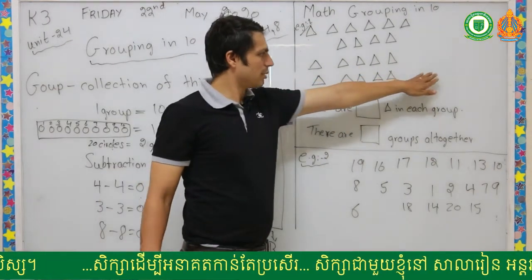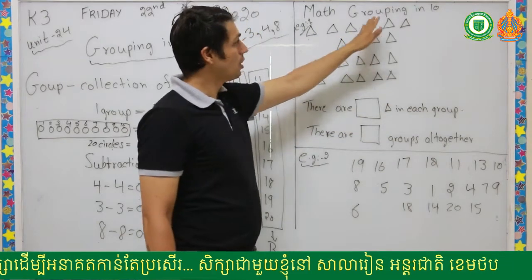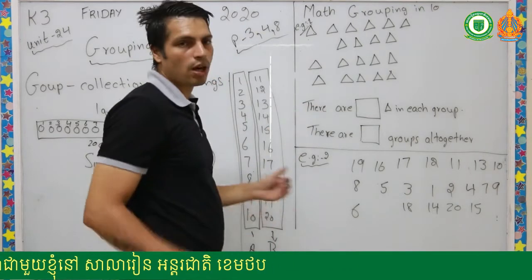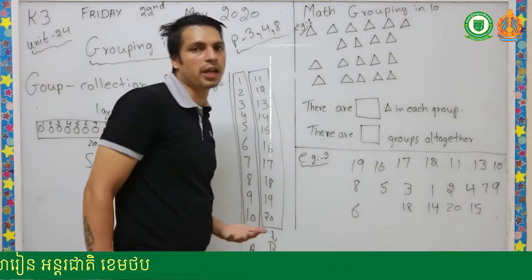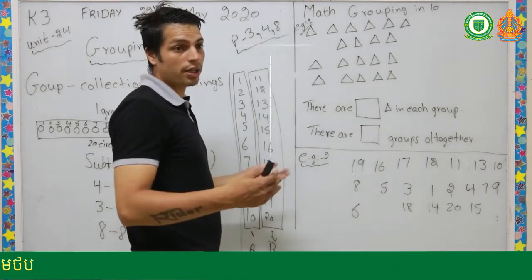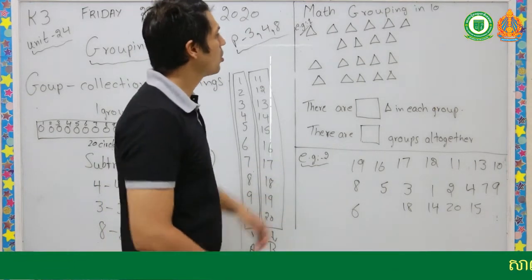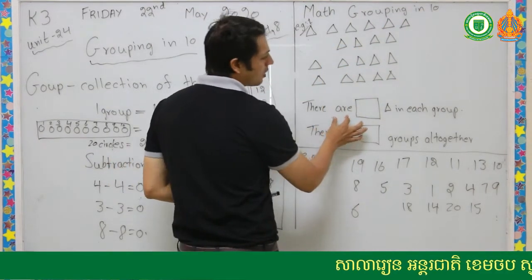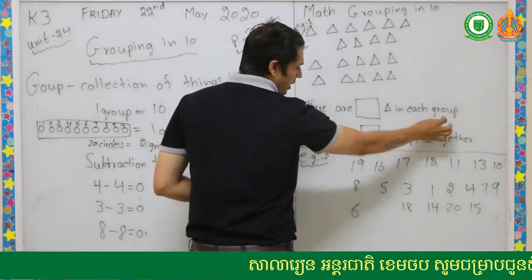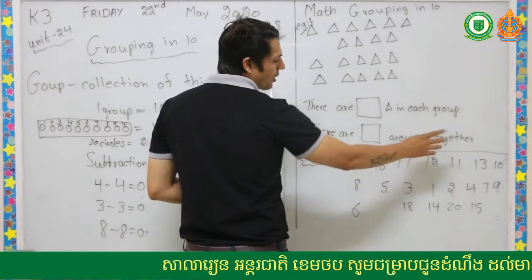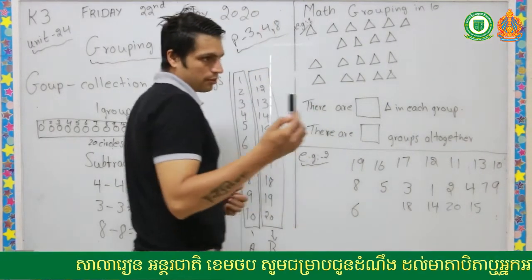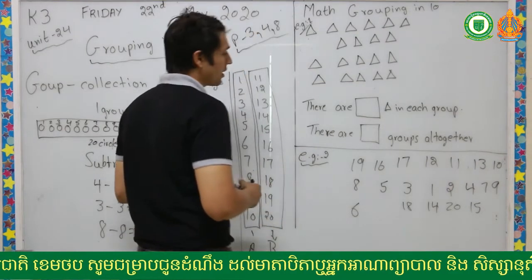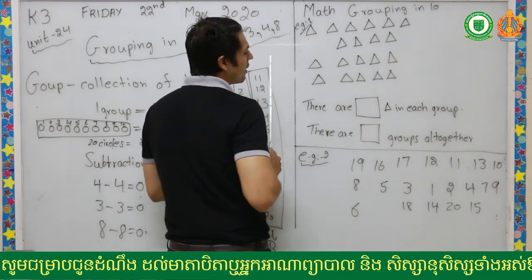Coming to grouping in tens, here I have one example. How can we find out how many groups there are? There are how many triangles in each group, and how many groups altogether. Since we are doing grouping in tens, we first need to count how many triangles there are.